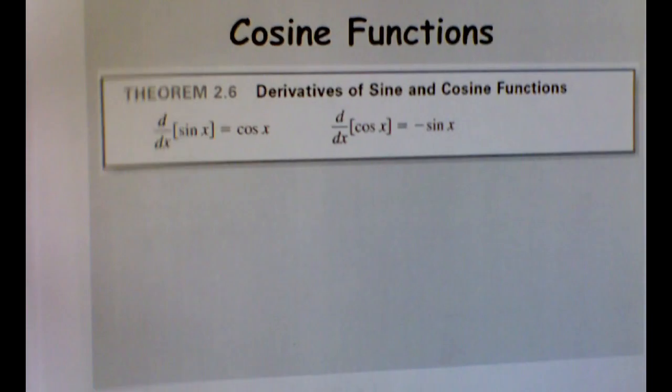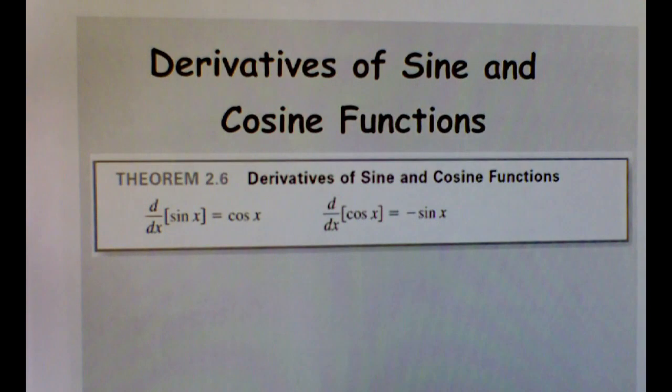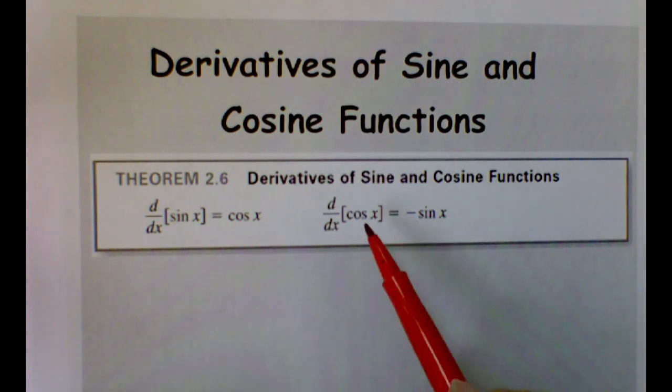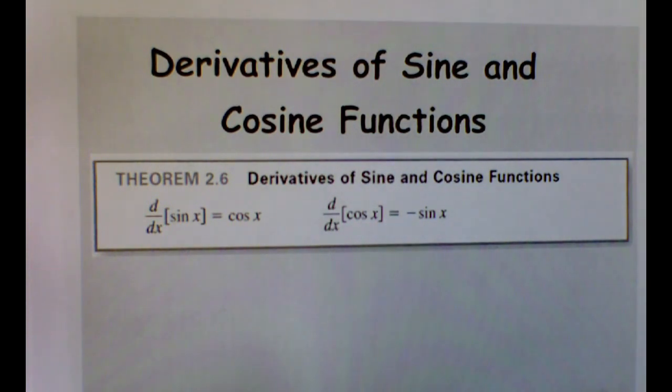And we're also going to talk today about the derivative of sine and cosine. The derivative of the sine of x is cosine of x. The derivative of cosine of x is negative sine of x. So just be careful, when you take the derivative of cosine, you get a negative in the front.